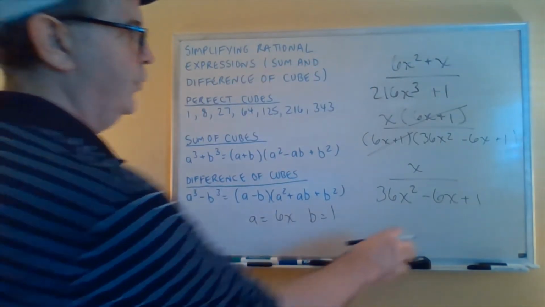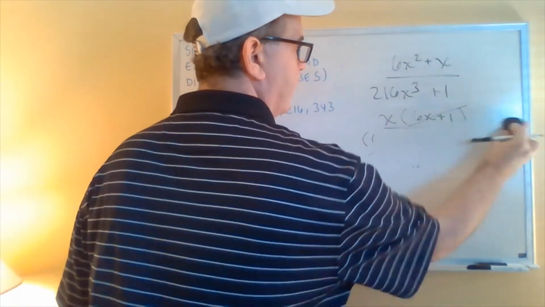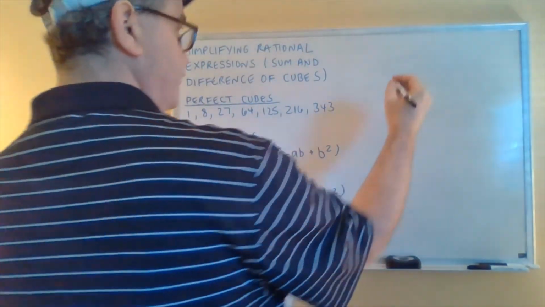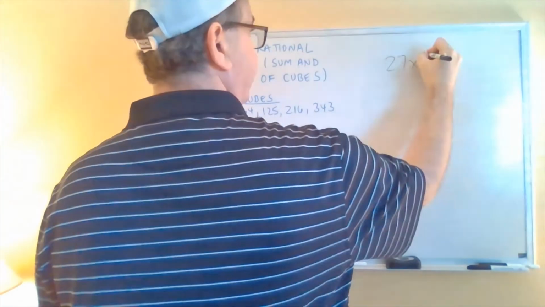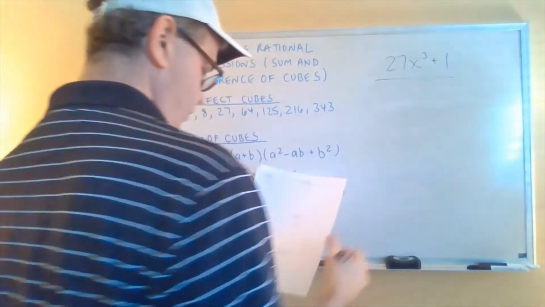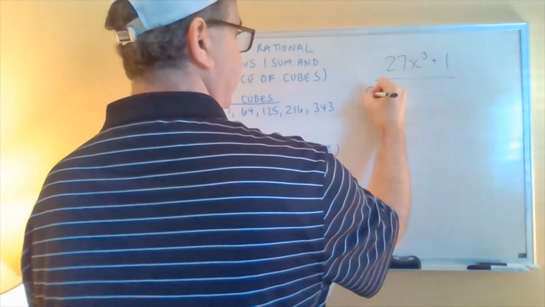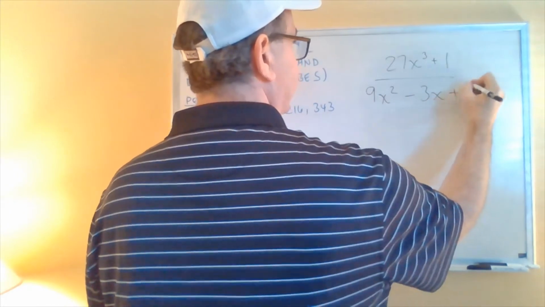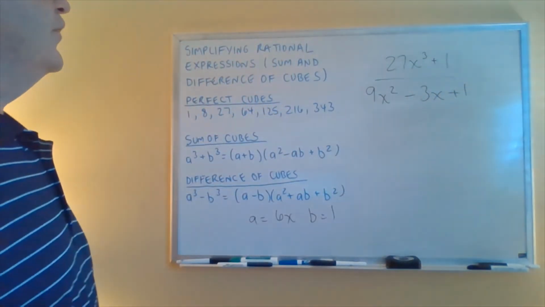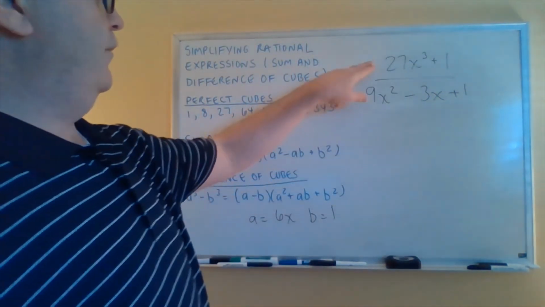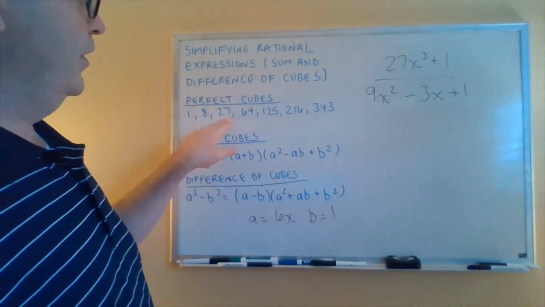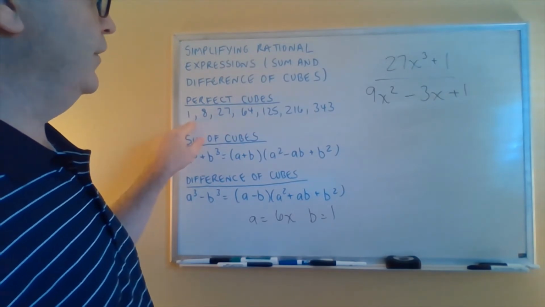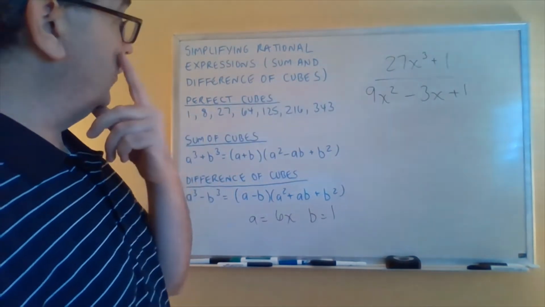We'll try one more example here. We're going to look at 27x cubed plus 1 over 9x squared minus 3x plus 1. All right, so let's look up top here. We do have a binomial. We have 27 on our perfect cube list. Sure is. Is x cubed a perfect cube? It is. Is 1 on our list? It is. So we have a sum of cubes in our numerator.